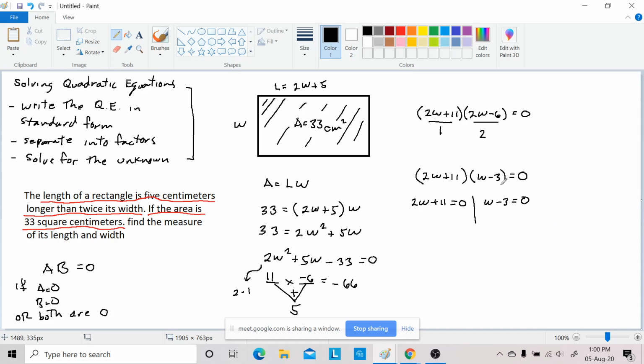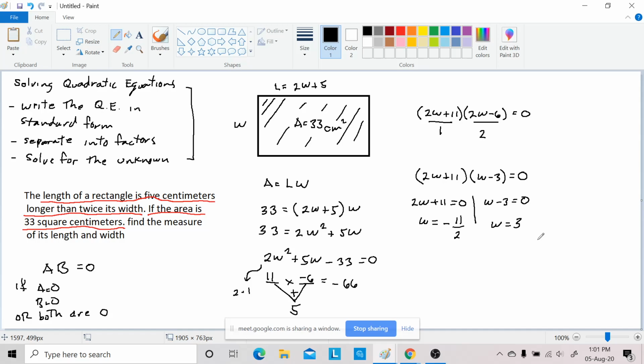So what are our answers? W is now equal to negative 11 over 2, or if you are thinking about decimals, that is negative 5.5. How about this? W equal to 3, correct? Okay, so which one then can we use? We have two answers. Which one is the correct one?